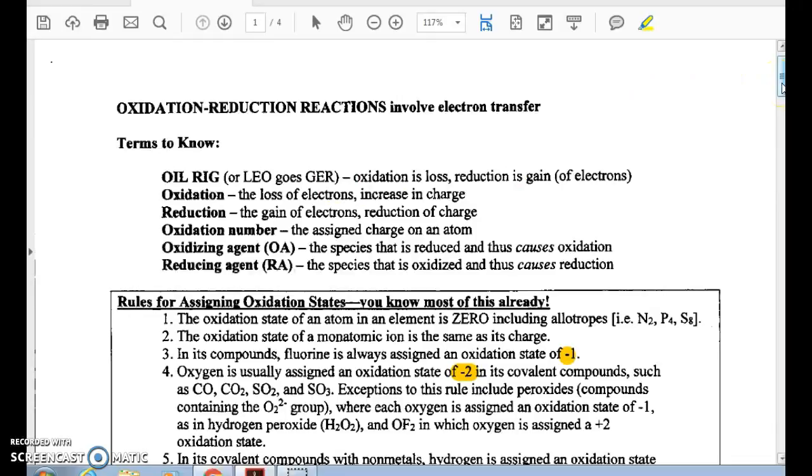So anytime you have a loss of electrons or an increase in oxidation state, or a gain of electrons or a decrease in oxidation state, that's the way we're going to tell when oxidation and reduction has occurred.